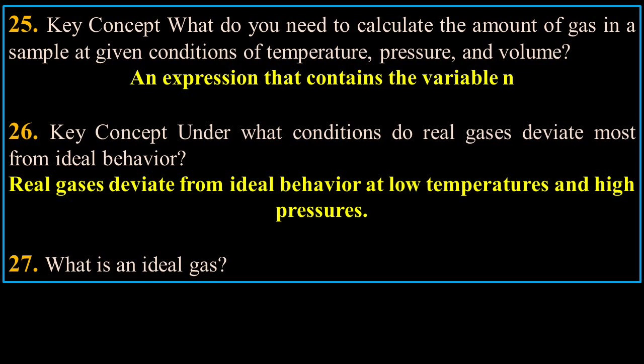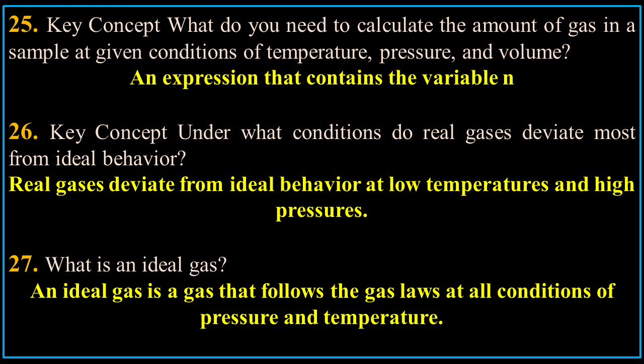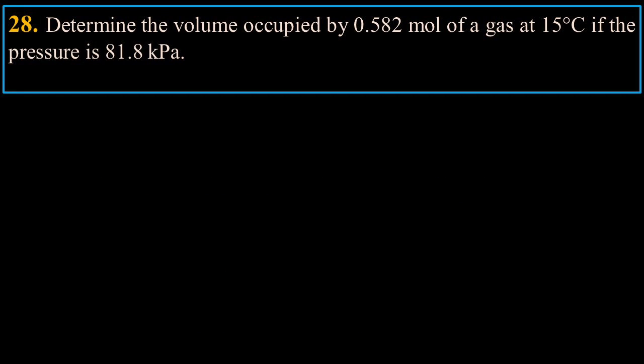What is an ideal gas? Well, an ideal gas is a gas that follows the gas laws at all conditions of pressure and temperature. For instance, standard pressure and temperature is STP. You can say that it's standard and that at least the ideal gas law is constant for standard temperature and pressure.